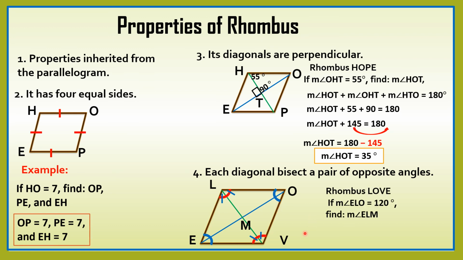So, let's have here rhombus lab. If the measure of angle ELO is equal to 120 degrees, find the measure of angle ELM. So, si ELO daw, 120. Ibig sabihin, yung isang buong angle, that is 120 degrees. And then, you have to find the measure of angle ELM. So, ELM, ibig sabihin, kalahati lang siya. Kung yung isang buo ay 120, yung kalahati nito, that is 60. Kasi di-divide mo siya by 2. Therefore, the measure of angle ELM is equal to 60 degrees.